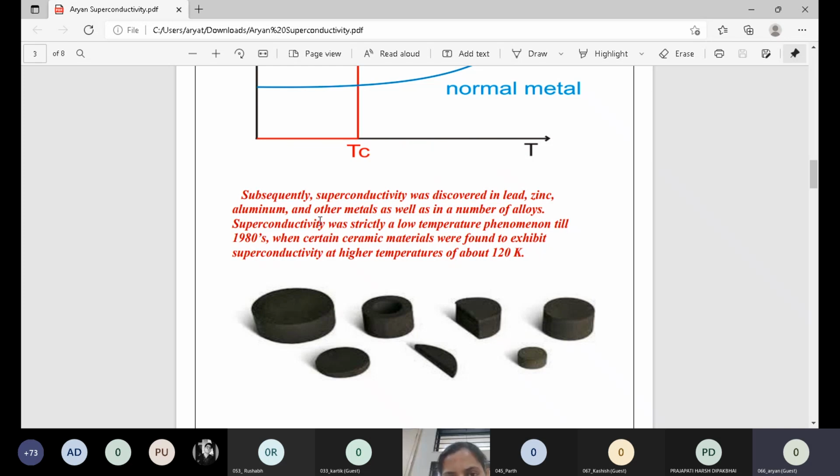It is a different thing that we found some more superconductors: lead, zinc, aluminum. You can find these lines also. I have noted. You can see. Here are some words: lead, zinc, and metals, and thousands of alloys.